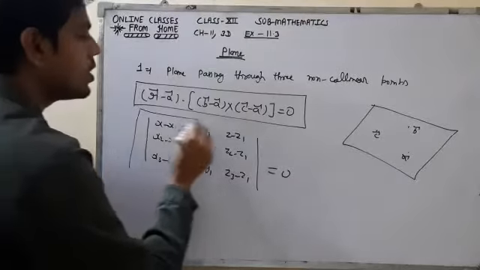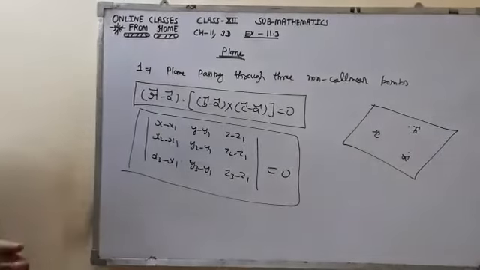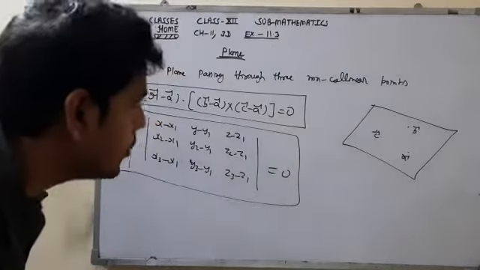Students, this is the Cartesian equation of a plane passing through three non-collinear points. Okay. Now please pause the video and note it down.